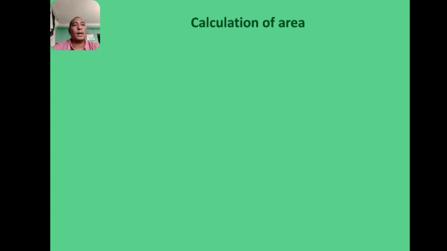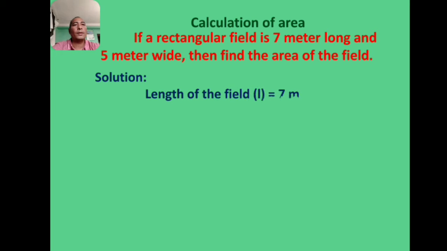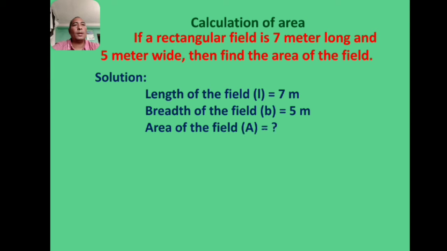Calculation of area. If a rectangular field is 7 meter long and 5 meter wide, then find the area of the field. Solution. Length of the field L equals 7 meter. Breadth of the field B equals 5 meter. Area of the field A equals what?